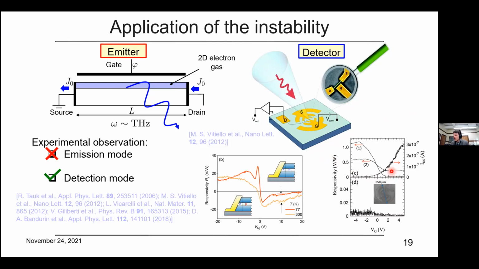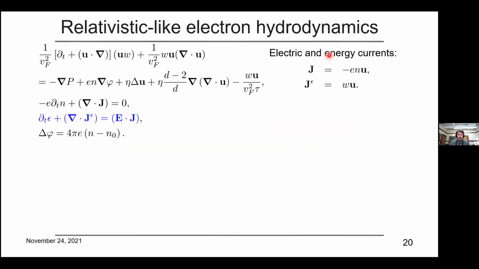Just briefly, I would like to say that they saw the DC current generated by terahertz radiation, and the experimental curves for the responsivity matched very well the theoretical expressions. So there is a hope that at least in a detector mode, we are able to observe the Dirac instability. So this motivated us to investigate this instability further and try to find out whether there are any interesting features related to the relativistic-like spectrum of our Dirac and Weyl semimetals.